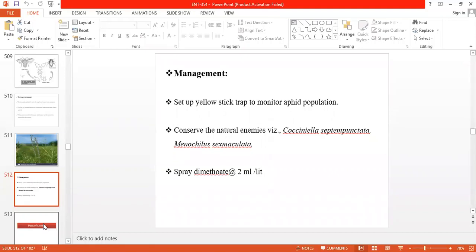Then granular application of insecticides: phorate at the rate of 10 kg per hectare, or carbofuran 3G at 33 kg per hectare. After the application of granular insecticide, light irrigation should be given for better results.